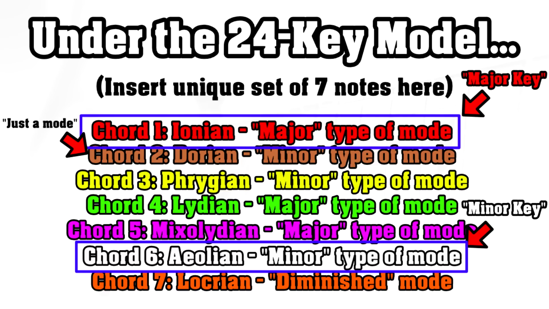Under the 24-key model, we may have labeled example number 1 as being in the key of G major. No problem. Example number 2, key of E minor. No problem. What about example number 3, though? Could we call that the key of A Dorian? Well, under the 24-key model, most people will say that keys are not modes. Keys are something different. So, example number 3 could not have been in the key of A Dorian under the 24-key model, since no such key exists.